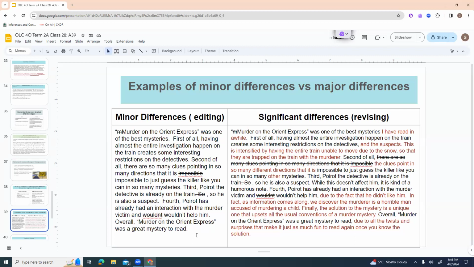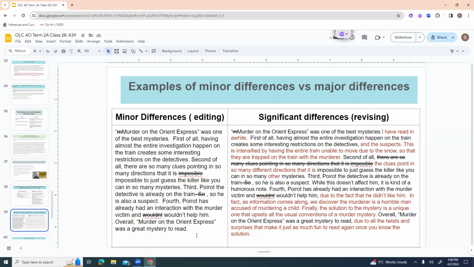Murder on the Orient Express was one of the best mysteries. First of all, having almost the entire investigation happen on the train creates some interesting restrictions on the detectives. Second of all, there are so many clues pointing in so many directions that it's impossible to just guess the killer like you can in so many mysteries. Third, Poirot the detective is already on the train, so he is also a suspect. Fourth, Poirot had already had an interaction with the murder victim and wouldn't help him. Overall, Murder on the Orient Express was a great mystery to read.